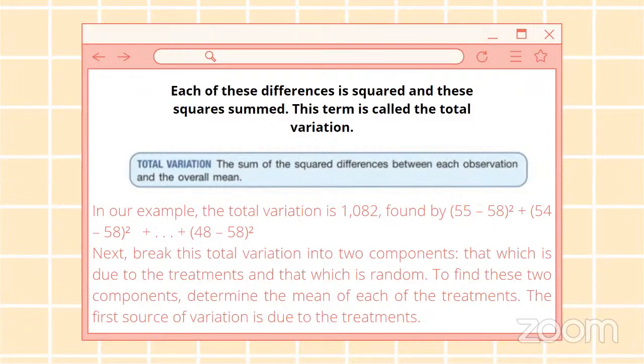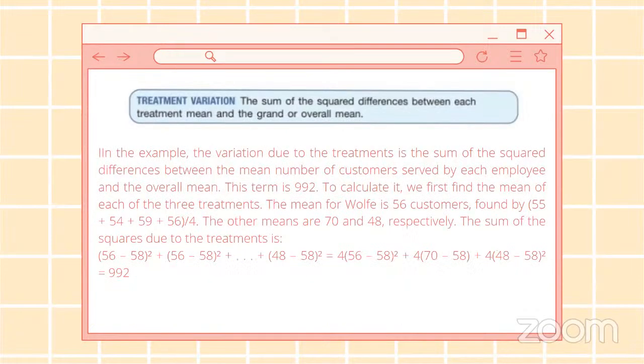Next, break this total variation into two components, that which is due to the treatments and that which is random. To find these two components, determine the mean of each of the treatments. The first source of variation is due to the treatments. Treatment variation is the sum of the squared differences between each treatment mean and the grand or overall mean. In the example, the variation due to the treatment is the sum of the squared differences between the mean number of customers served by each employee and the overall mean.